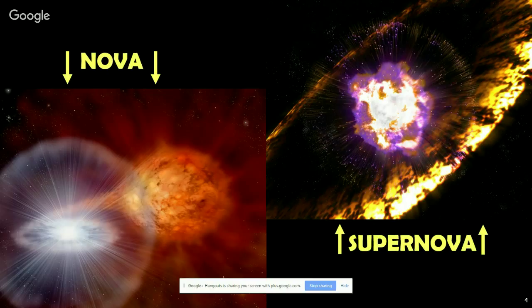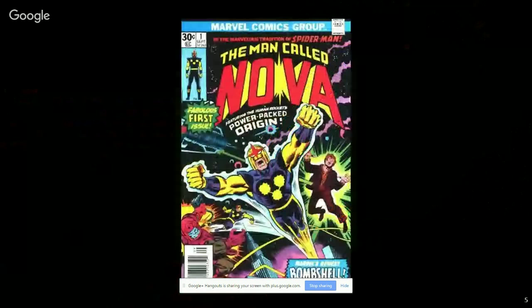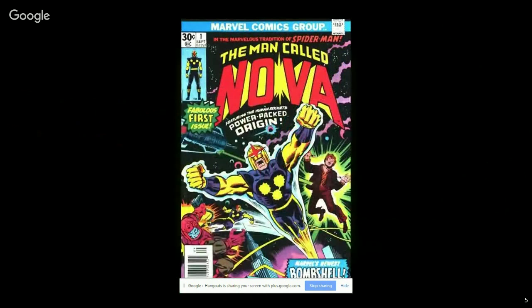But as you saw in the nova video that we just watched, all that happens is that material blows off the surface of the white dwarf star. So the nova can actually recur over and over as long as there's material coming onto the surface of the white dwarf from the main sequence star. And again, main sequence just means it's a star like our sun. So it's a star like our sun and a white dwarf star.